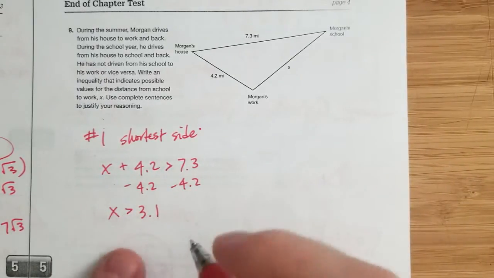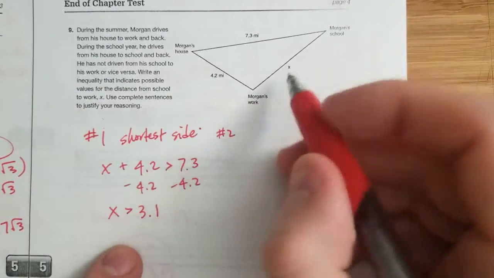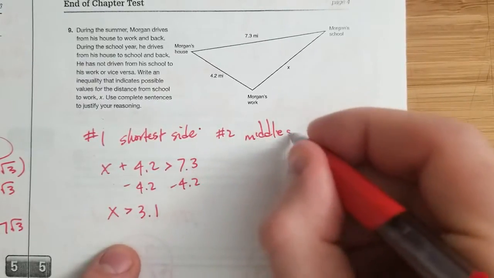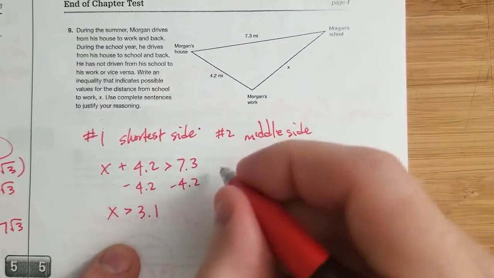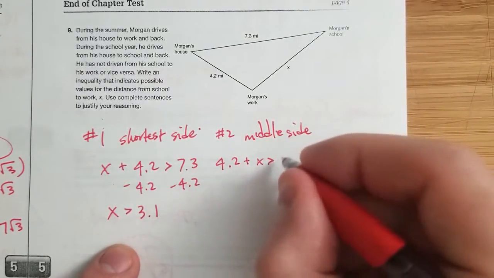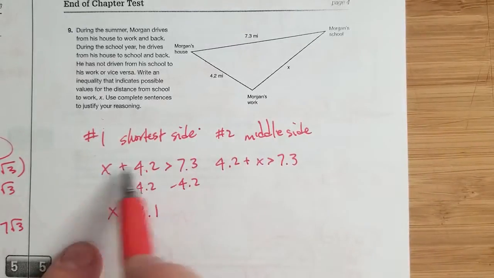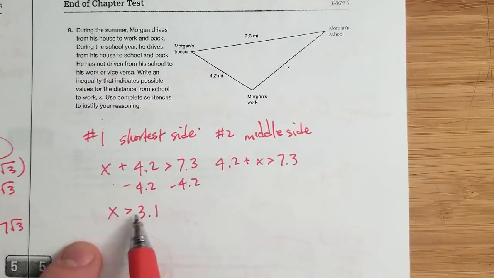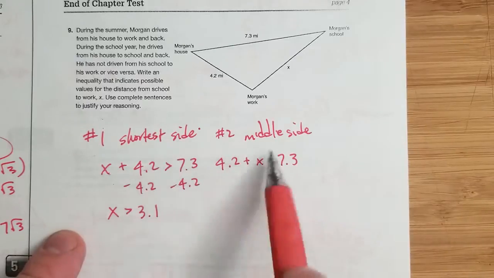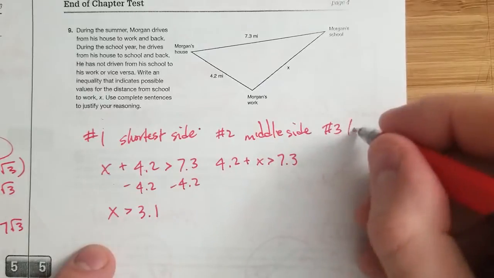Yeah. The second condition is that this is the middle side, which means that 4.2 plus x has to be greater than 7.3. This is actually the same as this one. The x is just moved to the other side. So this gives us the same answer. So basically, conditions 1 and 2 are the same, which leaves us with the third possibility, which is that x is the longest side.